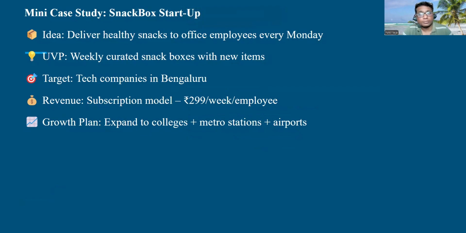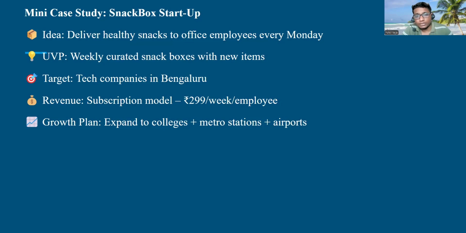UVP: what is the unique selling point or unique value proposition of your startup or product? Weekly curated snack boxes with a new item. So that is the USP, right? New items weekly. Next, target customers: tech companies in Bangalore. Tech companies are the target customers of our product. Next, revenue: a subscription model is our revenue and business model. With the help of this business model, we will be generating revenue as well as profit.